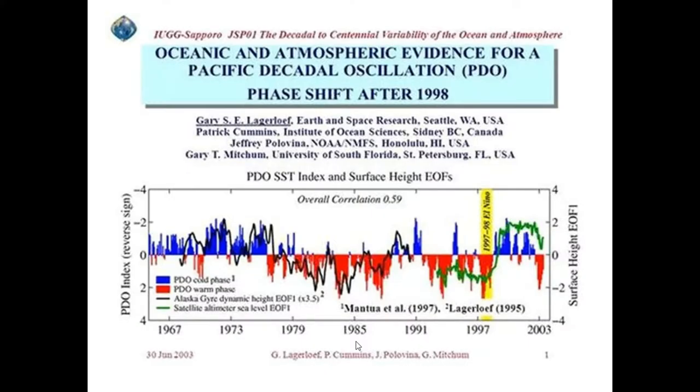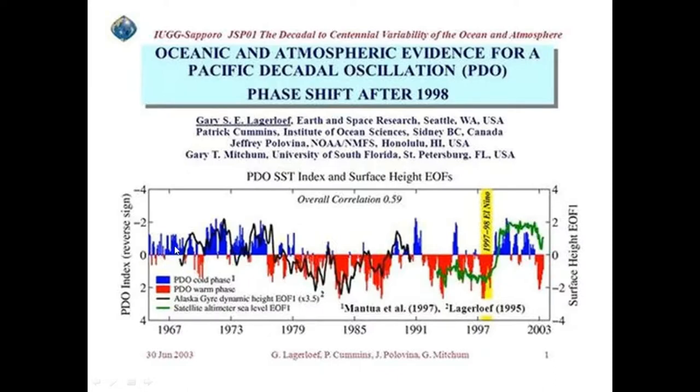And here is oceanic and atmospheric evidence for the PDO. The authors here are Lagerloef, Commons, Polavina, and Mitchum, and they look at it from 1967 to 2003. Here they indicate an El Nino event in 97-98, that strong El Nino. So the PDO cold phase is negative; you notice we have the negative signs up here, and then the warm phase is in red, and we have the positive sign. So the warm phase is the PDO in the positive phase.